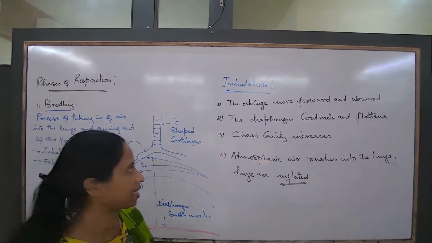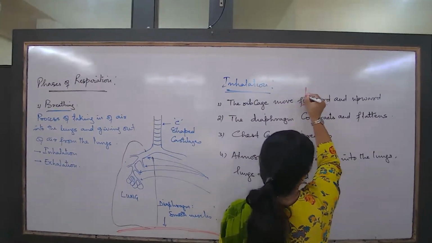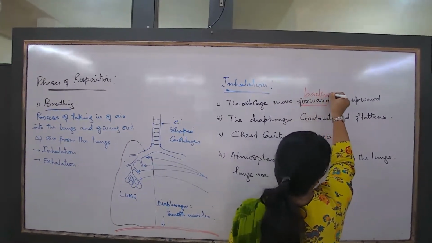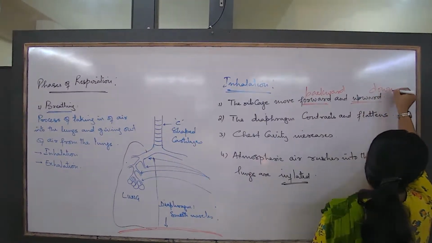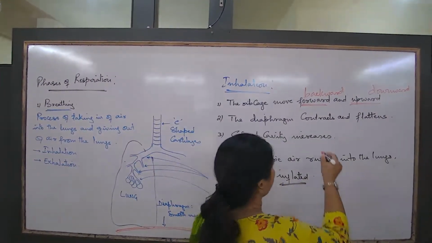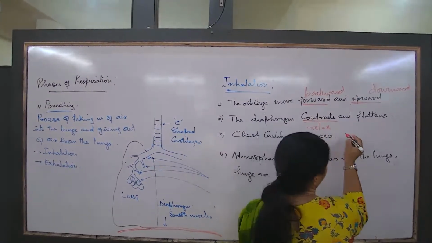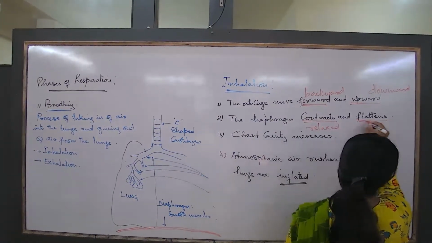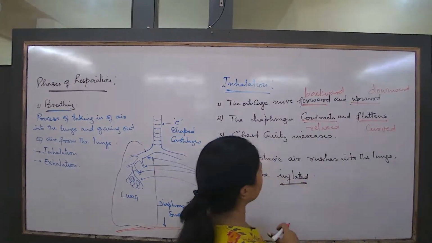So if I talk about exhalation, the rib cage would move backward and downward. Back to its position now. Diaphragm is not contracted. Diaphragm is relaxed and not flattened, it is curved.